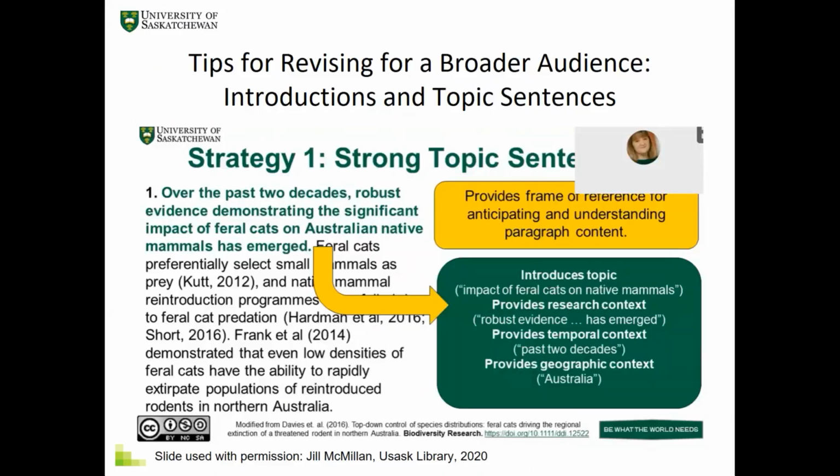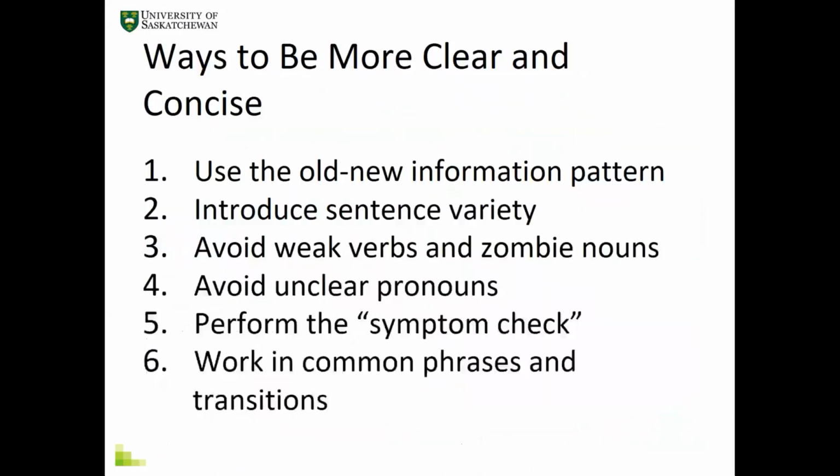When we're really deep into a topic, we may forget that there's this bigger context around it that the reader doesn't know. Okay, so writing clearly and communicating clearly. I referenced already the old new information pattern. We'll talk about sentence variety and how that makes your writing less robotic and more clear. We'll talk about verbs and nouns and unclear pronouns, and we'll do something magical that I learned in my first year of university that had a tremendous effect on the quality of my writing, which the person who taught it to me called the symptom check.